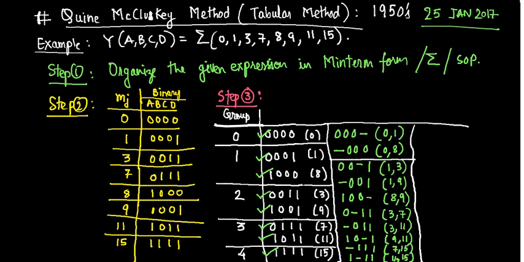So let me mark it with a different color. All the groups with zero number of ones. Here all the groups with one number of ones. This group is marked, see. Group with two number of ones. See here, up to this point. Group with three number of ones and so on.